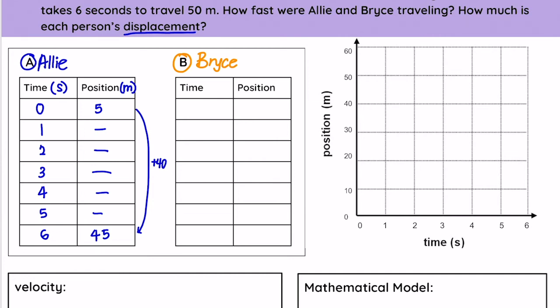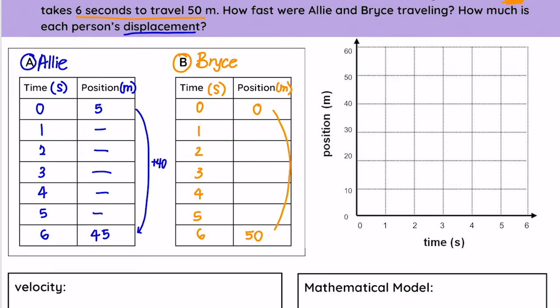Okay. And so now Bryce also traveled for 6 seconds. So 0, 1, 2, 3, 4, 5, and 6. And don't forget to put in your units. And so then Bryce started at 0 meters and he takes 6 seconds to travel 50. Since there is no starting point, it's just 0, we're just going to add 50 meters to wherever he started. Okay.